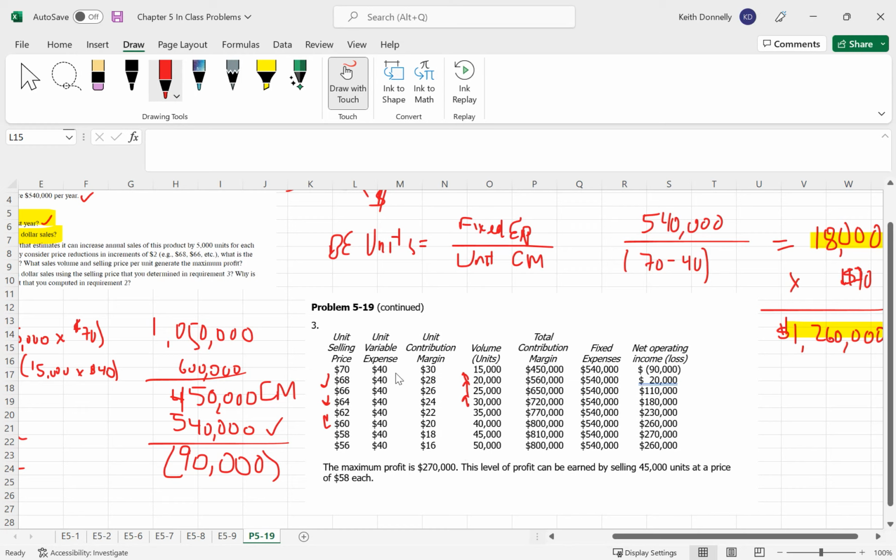So in other words, just because you sell it for the highest price doesn't mean that you're going to have the most income. In fact, it's the opposite here, right? If you sell it for the highest price, you're going to be at a loss. If, however, you look at all of these, the highest or the maximum in this situation is this 270, right? That's the biggest number over here. So what that means in this case is at our maximum profit, we would sell 45,000 units for $58 each.